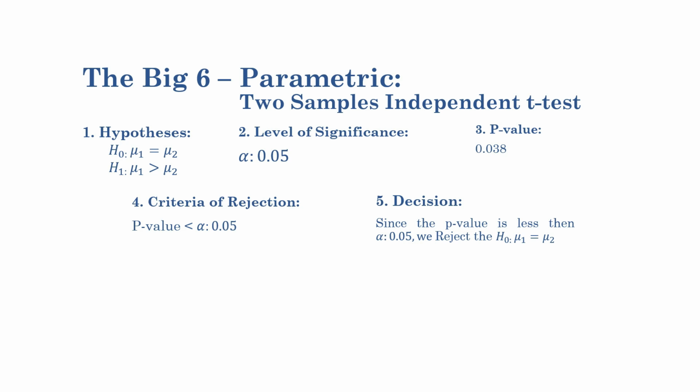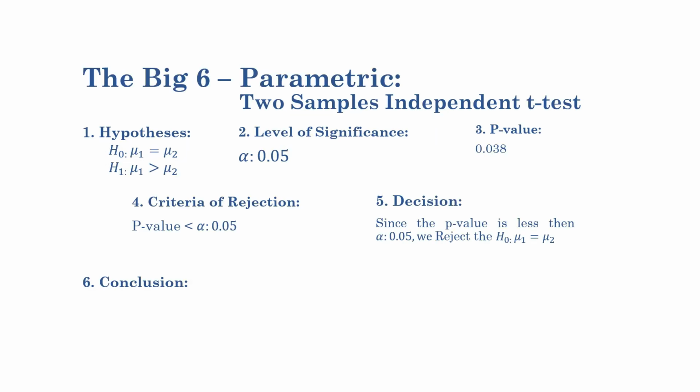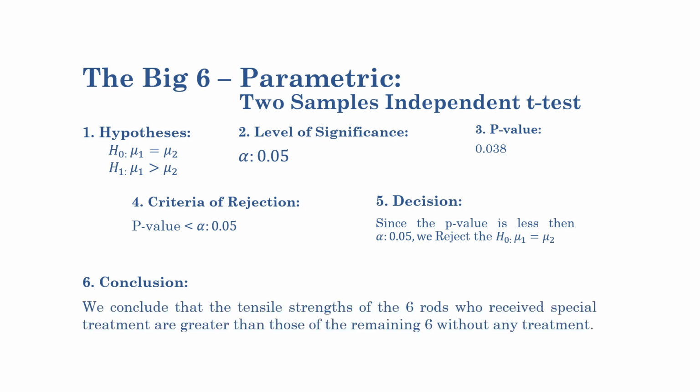And then the last, conclusion. Do you remember the question in the second paragraph? Let's take a look. Does the special treatment increase the tensile strength? Now we can make a good conclusion based on the question. We conclude that the tensile strengths of the 6 rods who received special treatment are greater than those of the remaining 6 without any treatment.